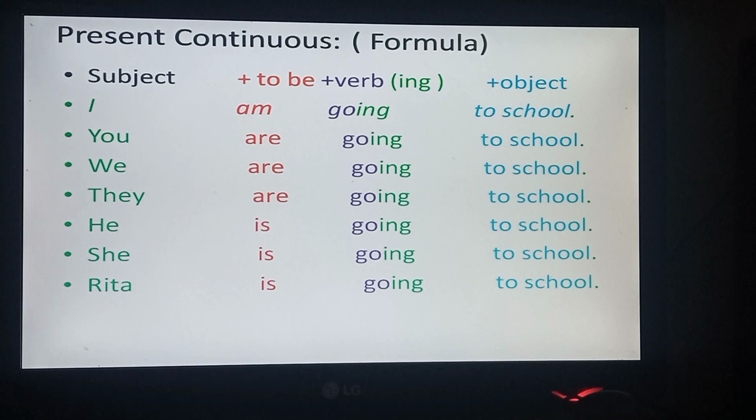He, she, Rita are singular forms of the subject. So you use the helping verb is. He is going to school. She is going to school. Rita is going to school.